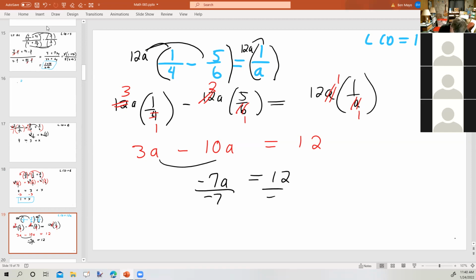Divide both sides by negative 7. Question? Yeah, if we wanted to, could we do 10A minus 3A, or would it have to be in the order that it is? Well, if you went 10A minus 3A, you'd get 7A, which would be incorrect because it's negative 7A. Oh, okay. Yeah, subtraction is not commutative. If it was 3A plus, you could do it. But yeah, subtraction is not commutative, okay? All right, so then you get A equals negative 12 sevenths. So there's your final answer.